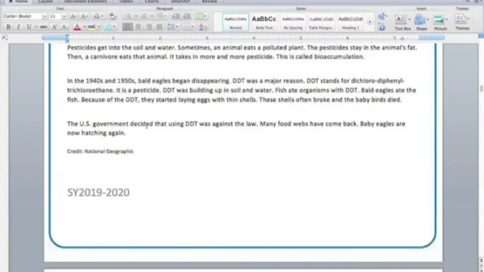Let's keep moving. The U.S. government decided that using DDT was against the law. Many food webs have come back. Baby eagles are now hatching again. So again, I would like for you to go ahead and underline and circle anything that you find important in that small little paragraph there.